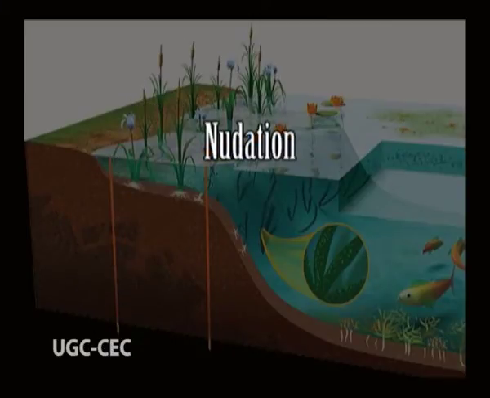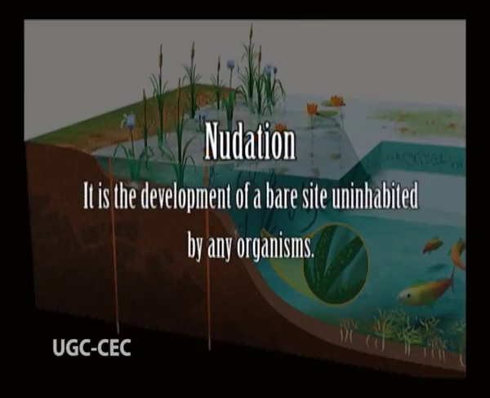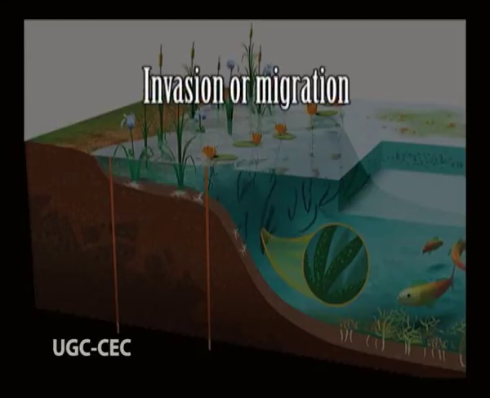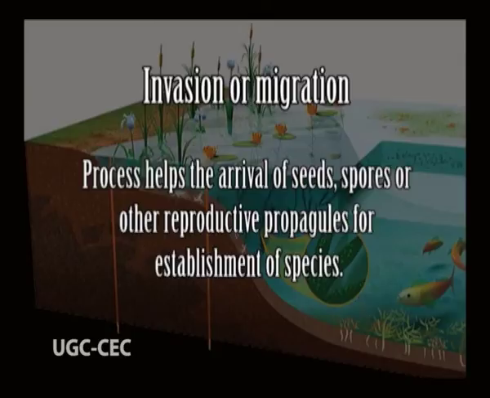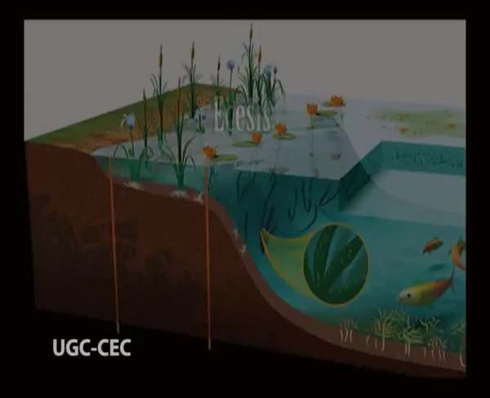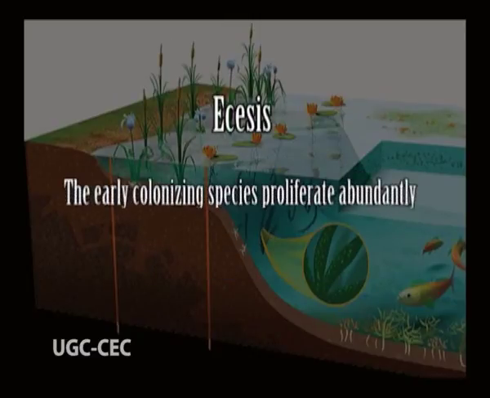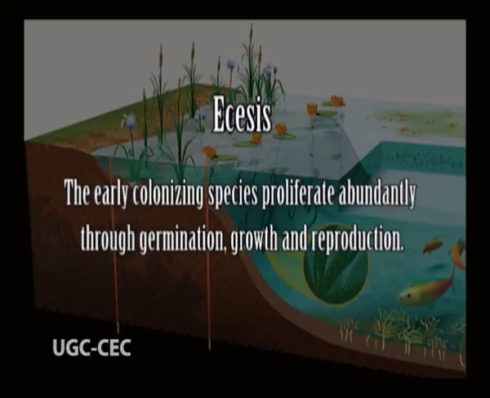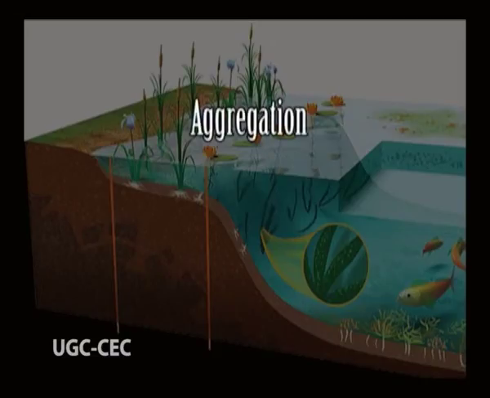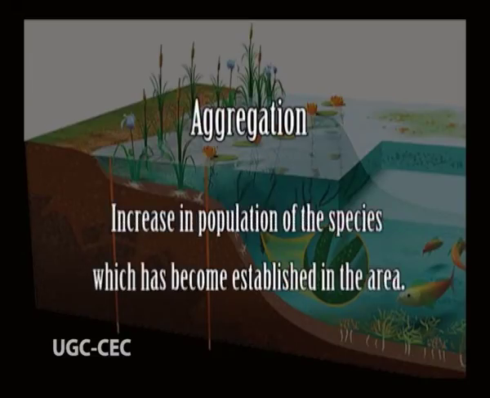Nudation is the development of a bare site uninhabited by any organism. Invasion or migration is the process that helps the arrival of seeds, spores or other reproductive propagules for establishment of species. Ecesis: the early colonizing species proliferate abundantly through germination, growth and reproduction. This is then followed by aggregation, an increase in population of the species which has become established in the area.